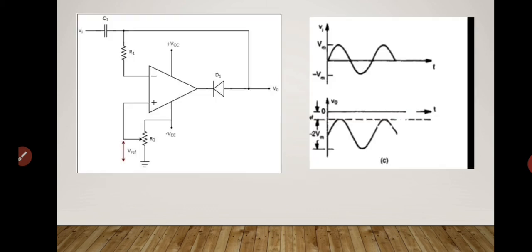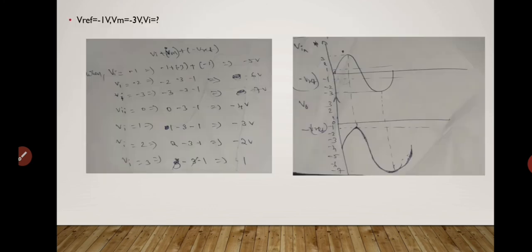Here, in the output waveform, we can see that it is clamped to a DC level on the negative side, up to 2 Vm in this circuit. But I have drawn it using the given values, assuming Vi is from minus 3 to plus 3, Vm is equal to minus 3, and Vref is equal to minus 1 volt. When I apply this, we get the waveform shown in the right side image.